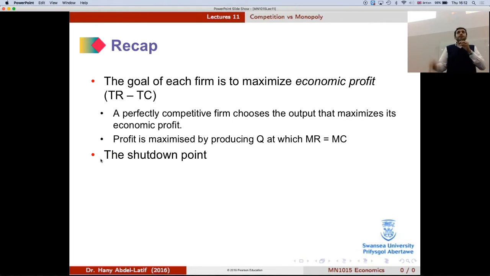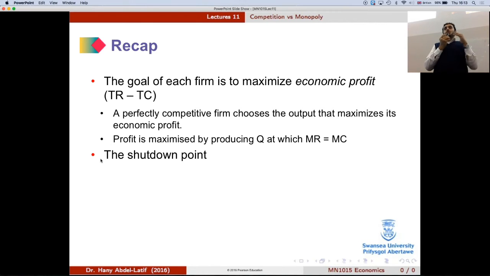We also talked about the shutdown point. Does anyone remember what the shutdown point is? Shutdown point last week? Okay, so remember what I said about if the price doesn't cover the wages, what you pay for your employees or your workers, that means you'll pay from your own pocket, so you shouldn't be in the market. So let me say this in a more formal way again.